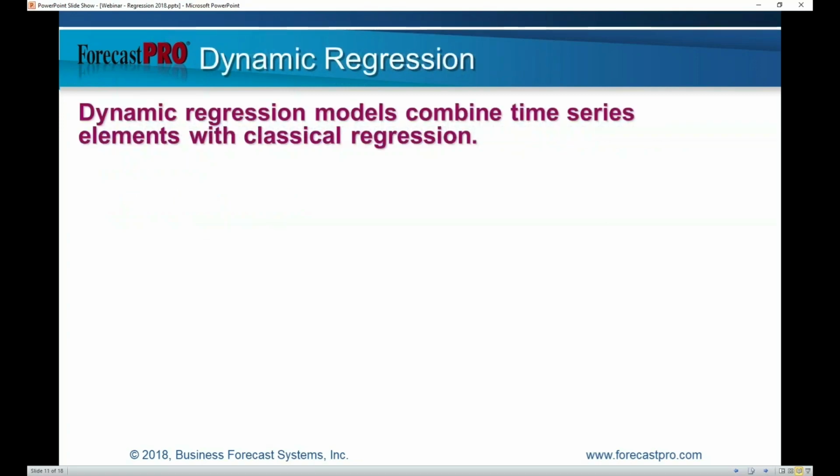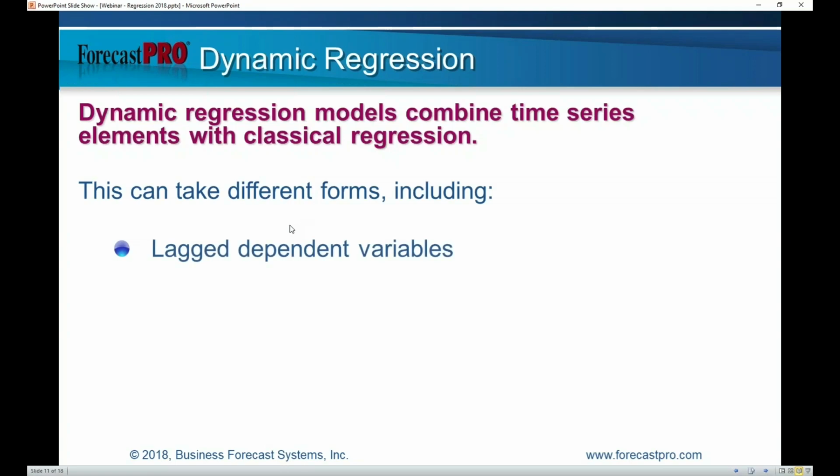Now, the other part that we allowed Forecast Pro to automate is the dynamics of the process. Dynamic models use the past history as well as explanatory variables to generate forecasts. This can take different forms, but the common forms are using lags of the dependent variable. Put another way, doing things like asking what were sales last month or the month before, and can that help us forecast what next month's sales are going to be? And using Cochrane-Orcutt models, which use the errors and model them as a separate process.